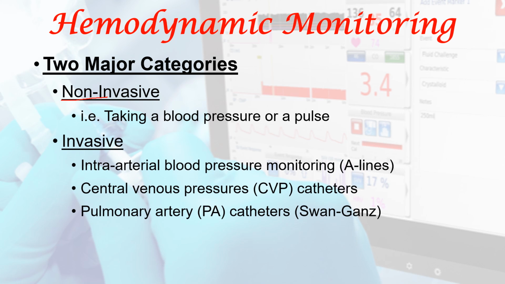Next is invasive monitoring. Invasive monitoring has mainly three types. First one is intra-arterial blood pressure monitoring. We will see it in detail in the other slides. Then next is central venous pressure, otherwise we say CVP catheter, and the pulmonary artery catheter, otherwise pulmonary artery wedge pressure monitoring. These are the three invasive methods.